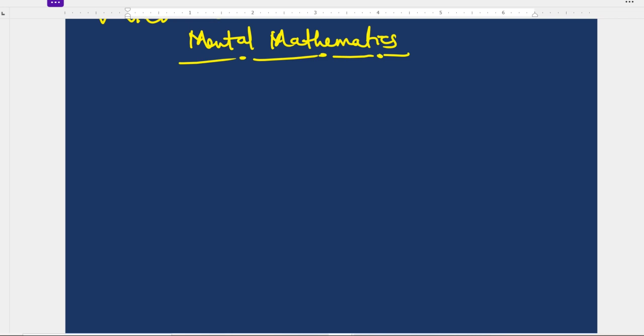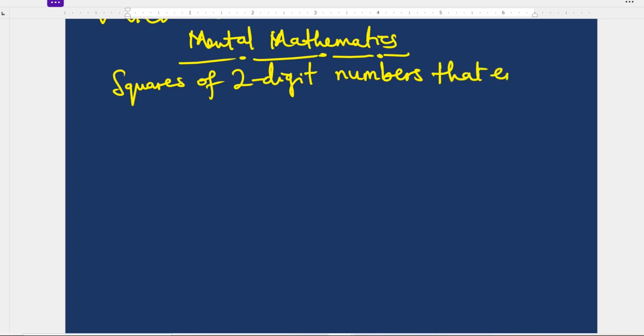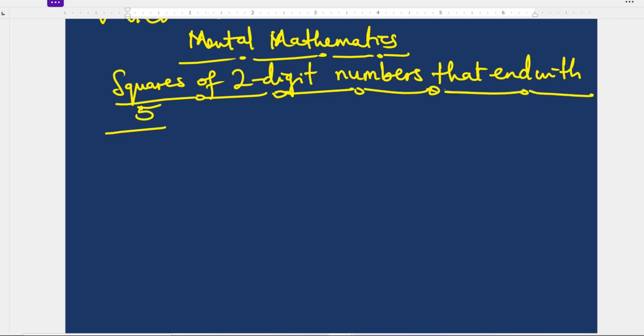Now I'm still going to teach that concept that I taught some days ago. So I want you to pay attention to me, all right? Pay attention so you can understand. Now, right now, I'm going to teach you squares. Squares of 2-digit numbers that end with 5. This is very interesting, and I believe I'm going to get students that are very fast in this class.